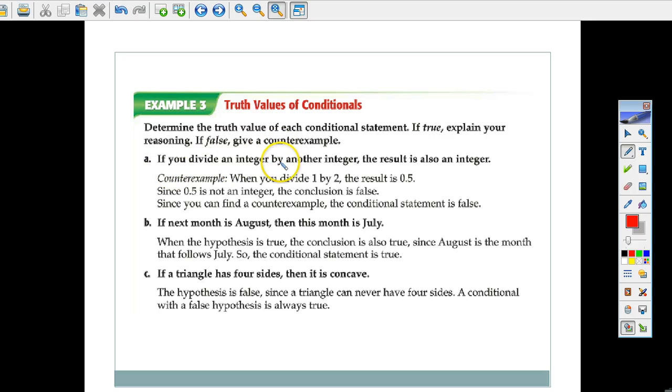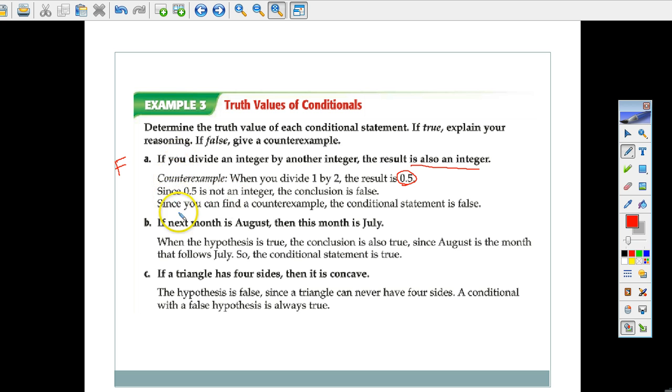If you divide an integer by another integer, the result is also an integer. So a counterexample is something that makes it false, that proves it false. When you divide 1 by 2, the result is 0.5. So if you divide an integer by another integer, is it also an integer? No, it's not. It's 0.5. That's not an integer. So that is one example, a counterexample that makes the conditional statement false. All right. So this is false because we found a counterexample.